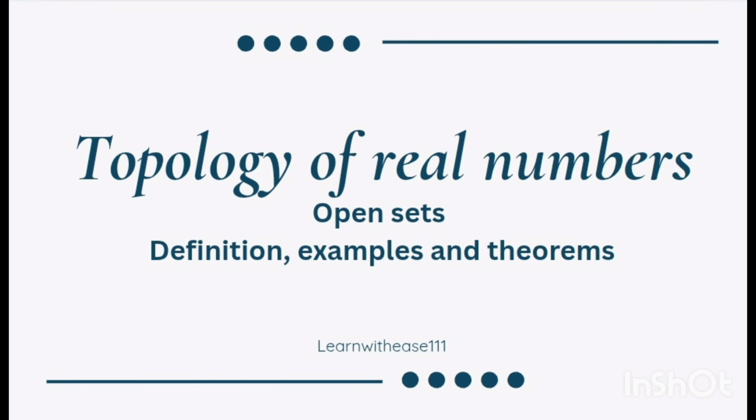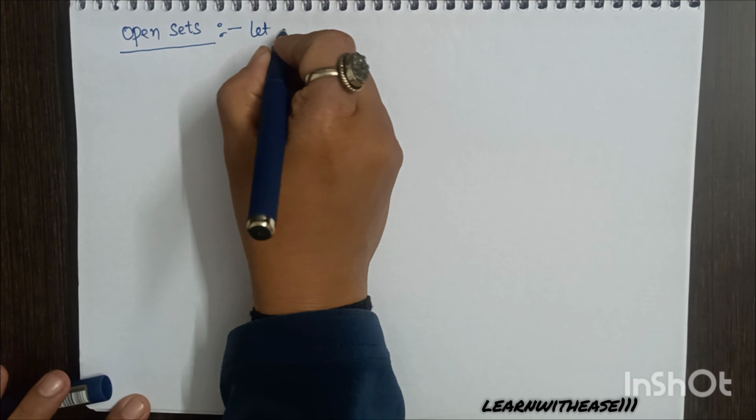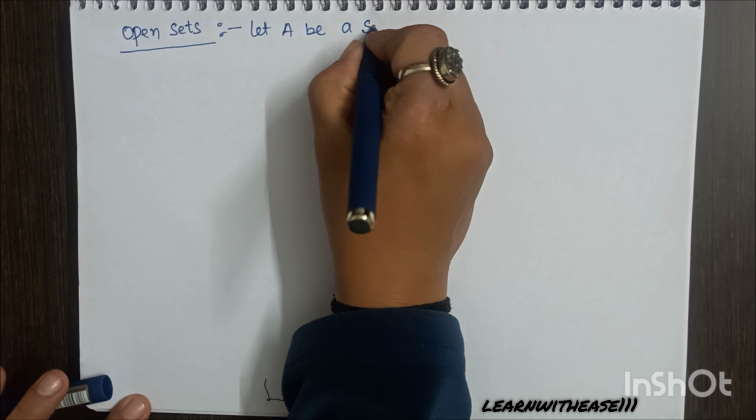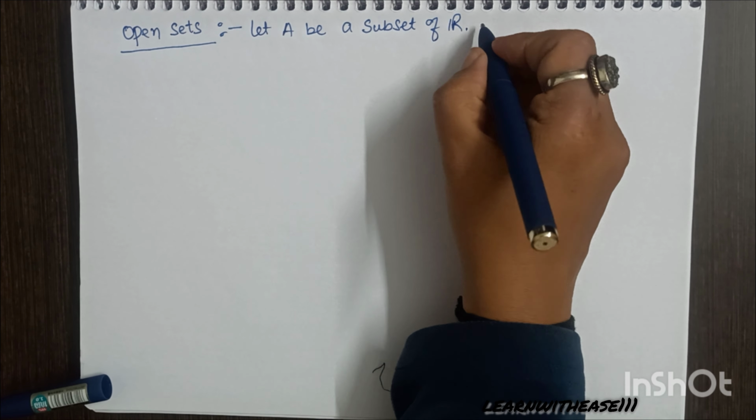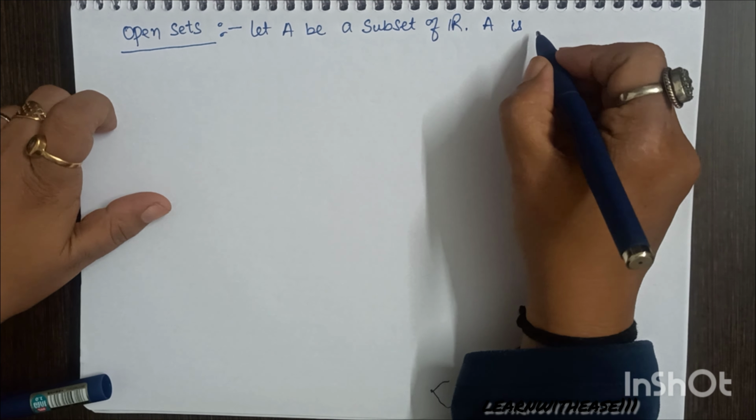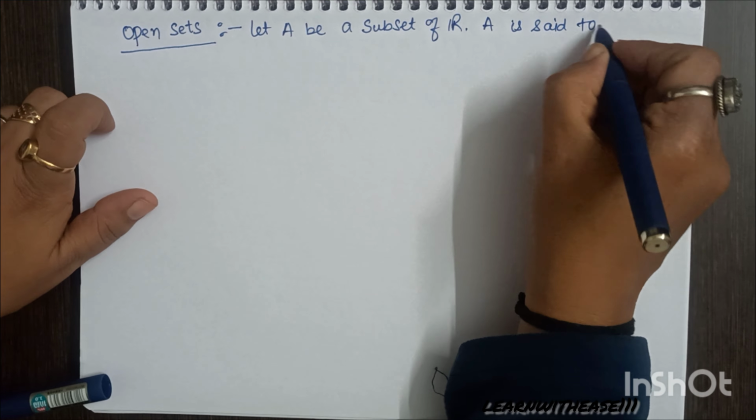So in topology of real numbers, I'll be discussing open sets with examples and theorems. First of all, the definition: open set. Let A be a subset of R. R here is the set of real numbers. A is said to be an open set if it is a neighborhood of each of its points.